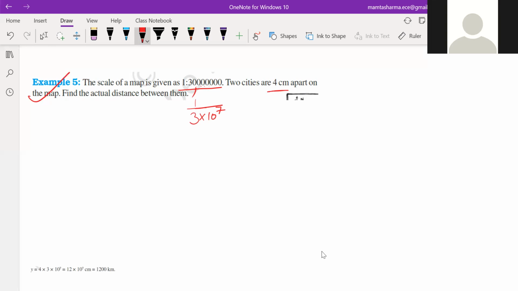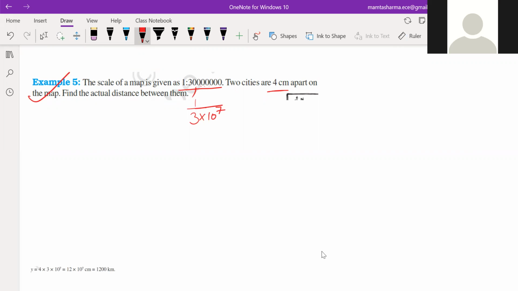How will you do this question? Ma'am, easy, ma'am. 12 crore. Yeah, how did you get it? Ma'am, it's direct proportion. The scale they gave: 1 centimeter is 3 crore, right? So 4 centimeter is 4 into 3 crore, which is 12 crore. Yeah, it is.